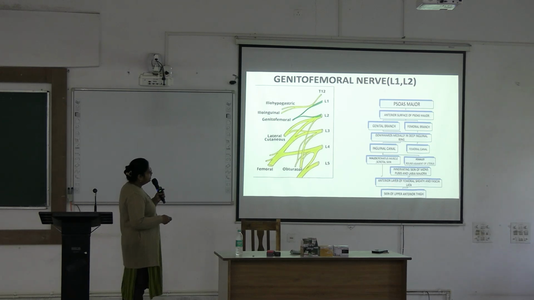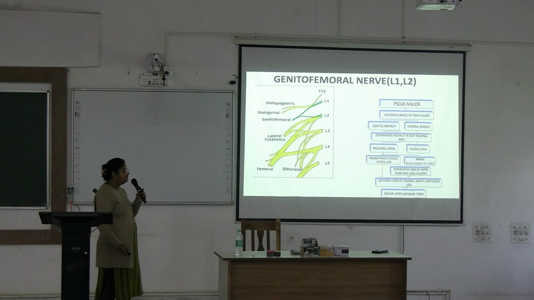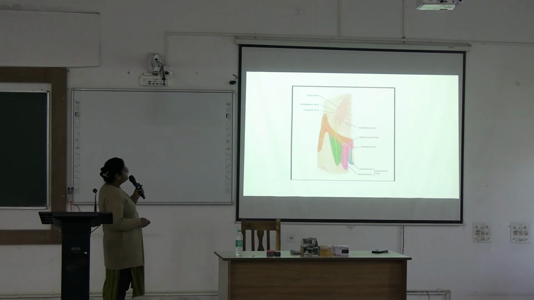Okay, and in females, the genital branch supplies the round ligament of the uterus and the skin of the mons pubis and the labia majora. See here, this pink colored portion is supplied by the ilioinguinal nerve, and this green colored portion is supplied by the genitofemoral nerve.